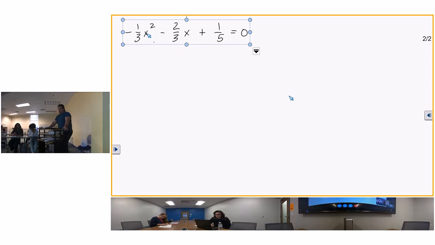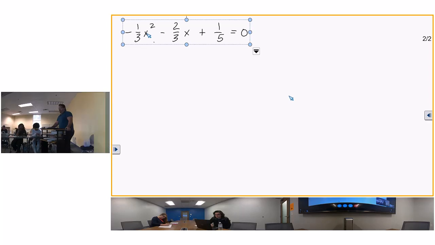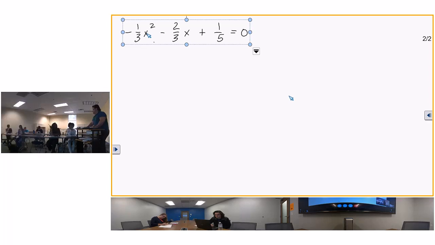So wait, would the same thing apply to this, like what we did last time? Gotta factor out the negative 1/3 first. That's what I'm trying to explain. Okay, so you would. Okay, we do.